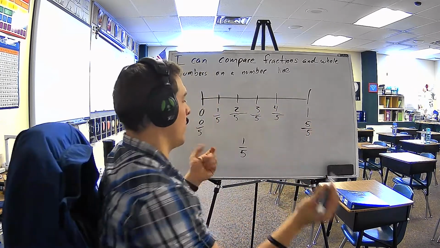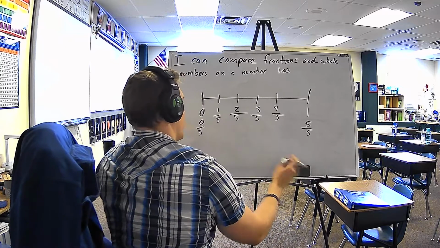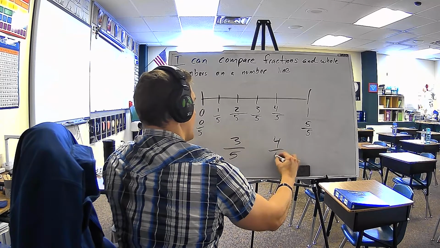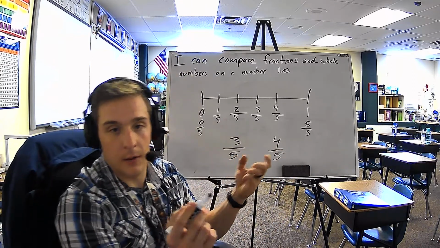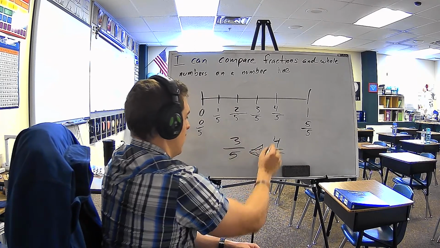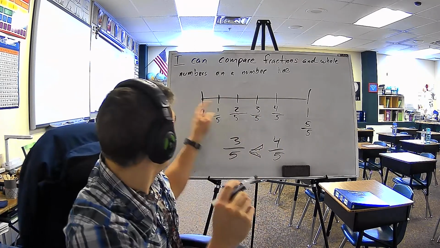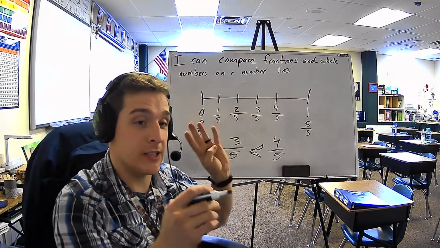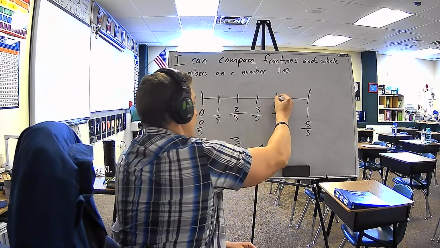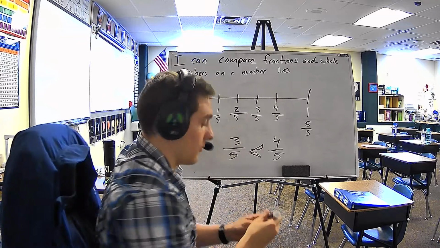And I could ask you the question of what is larger? Is 3/5 larger than 4/5, or is 4/5 larger than 3/5? And you'd make the alligator mouth go towards the 4/5 because it is farther down the line, it is farther away from 0, so it is the larger number. It's here, well, 3/5 is right there.